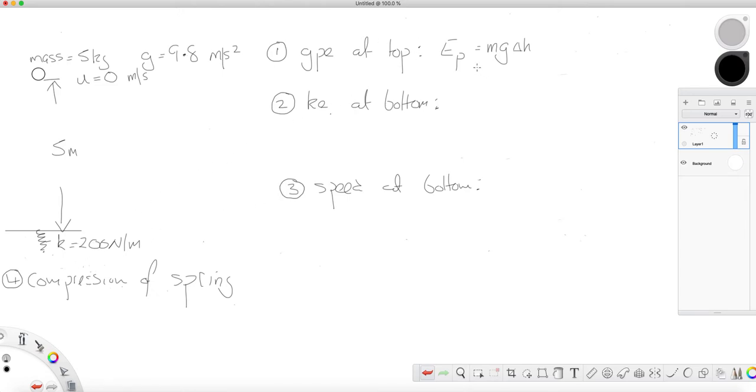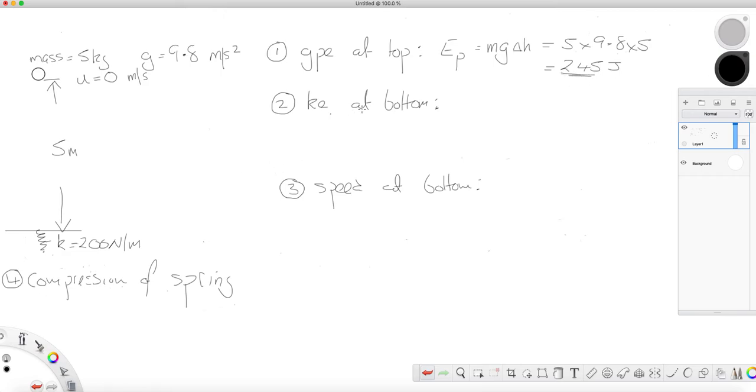First question, what is the GPE at the top here in its current position? Well, our formula, of course, mg delta h, we have 5 times 9.8 times 5, and that is 25 times 9.8, 245 joules.